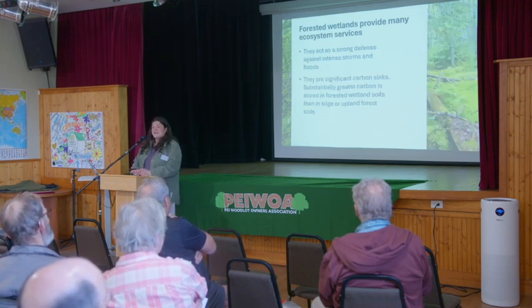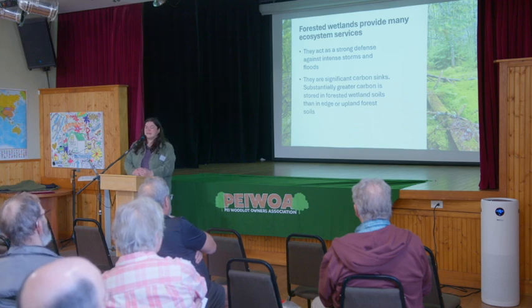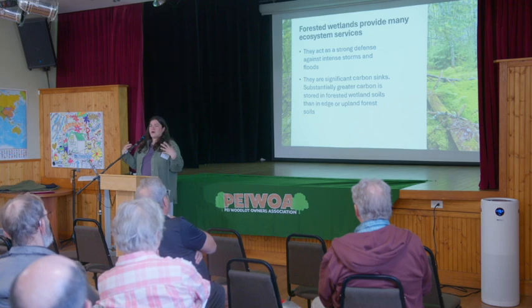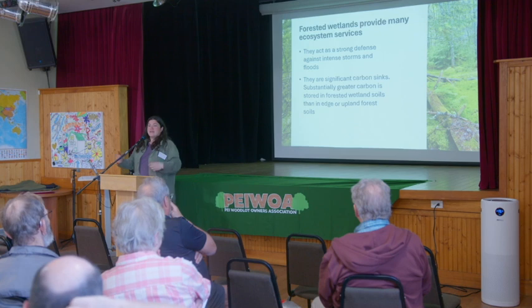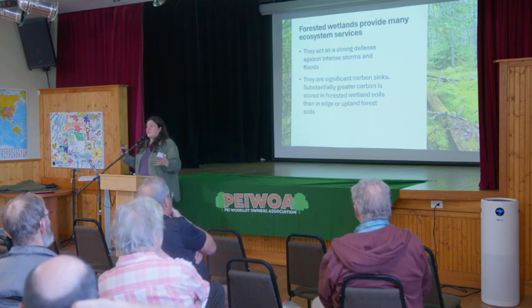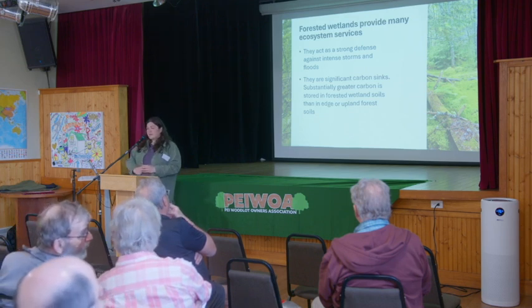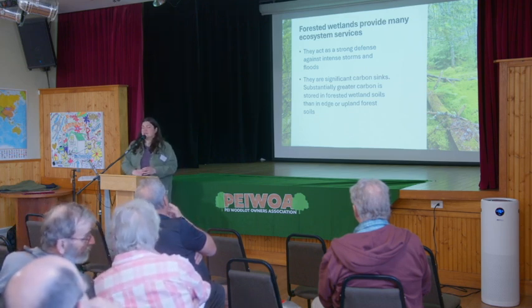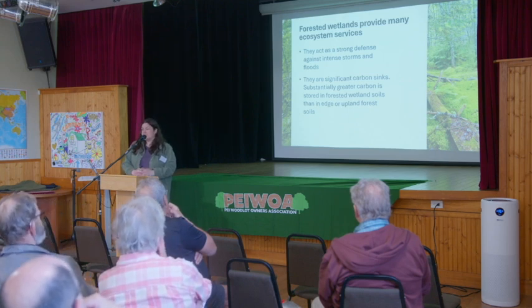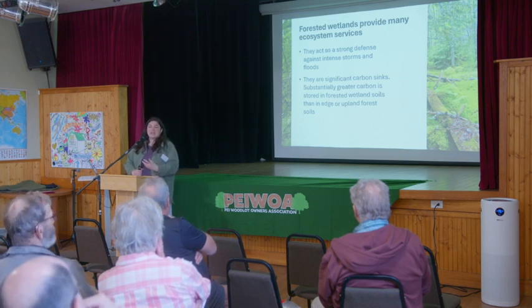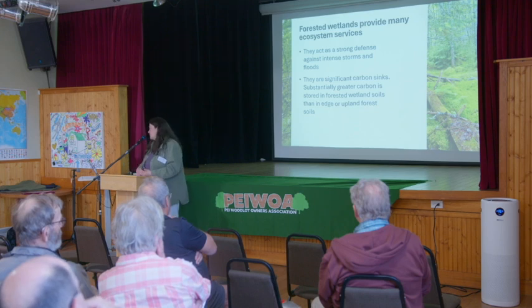They also act as a strong defense during storms and flooding. So it's kind of counterintuitive, I guess, to think that a wetland can absorb more water, but they actually act as giant sponges. Whenever we get a big storm like Fiona, they can absorb all of that water so that it doesn't overflow and flood your basement or a road nearby. And they have very significant carbon sinks. So their capacity to store carbon is much greater than the edge of the wetland or in upland habitats. So they're very, very important. They're key to our climate change strategy to protect them.